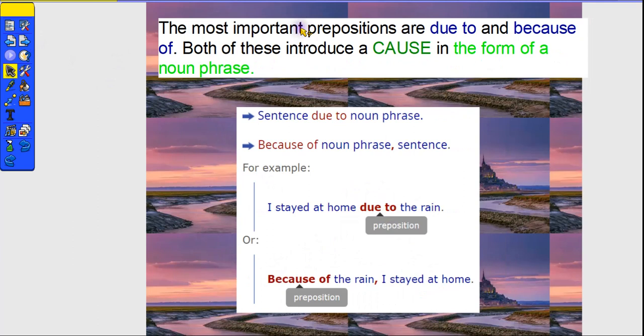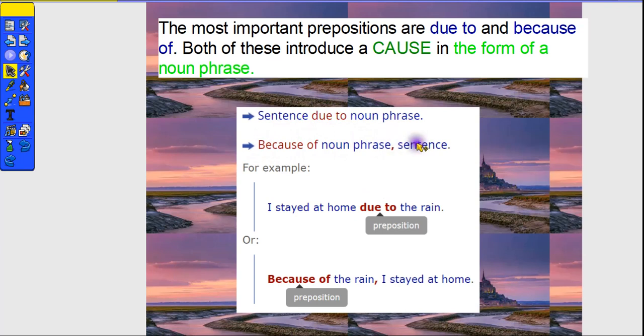The most important prepositions are due to and because of. Both of these introduce a cause in the form of a noun phrase. So we have the sentence, we use due to, and then a noun phrase. Or we reverse the order. We start with because of, then we have the noun phrase. We use a comma to separate it from the sentence.